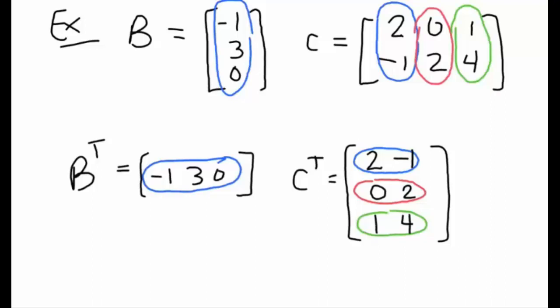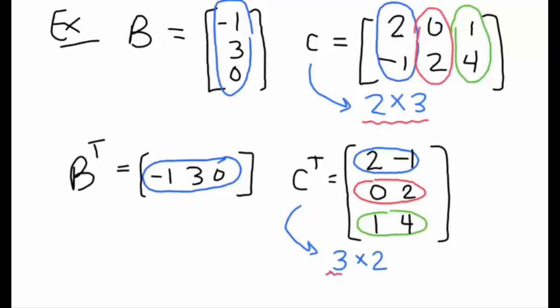Now I want you to go ahead and make an observation about the sizes. Take a look at C and tell me, what is the size of matrix C? Well, it has 2 rows and 3 columns. Now take a look at the size of C transpose. This one has 3 rows and 2 columns. What do you think? There's definitely a connection between these two numbers. When we take the transpose of a matrix, we end up switching these two numbers around.